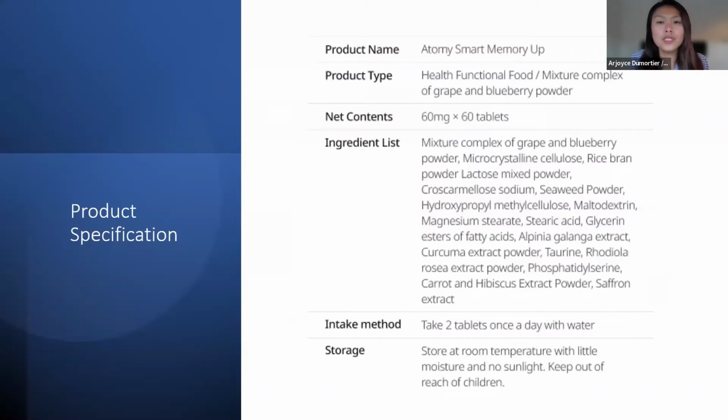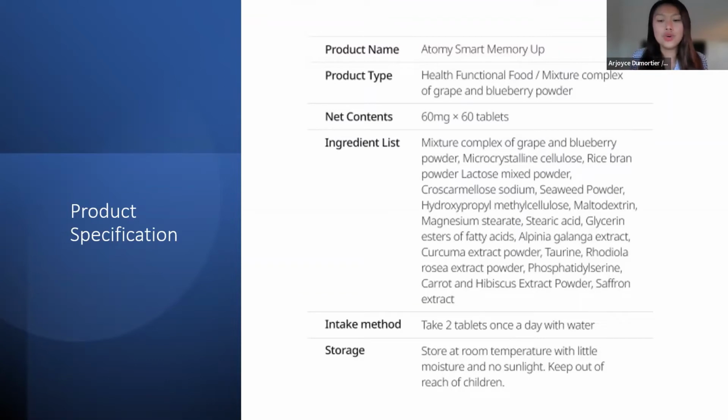Now, about the product specification. So this is not a medicine. Remember, this is not a medicine, but this is a health functional food mixture complex of grape and blueberry powder. Net contents is 60 milligrams times 60 tablets. Ingredient list such as mixture complex of grape and blueberry powder, rice bran powder, lactose mix powder, and so forth. The intake method is take 2 tablets once a day with water. So you must take it together.